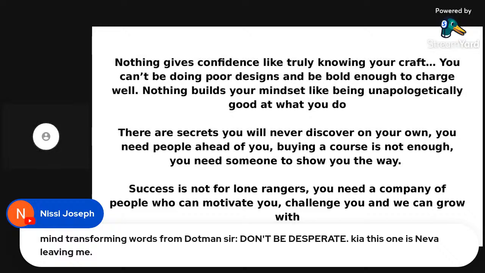And next, about mentorship, right? There are secrets that you can never discover on your own. You need people ahead of you. Buying a course is not even enough. You need someone that will show you the way, right? Now, there are secrets that you can't get yourself. Because what is your experience? How many years have you spent? Who are the people that you've done business with? What do you know? Right?